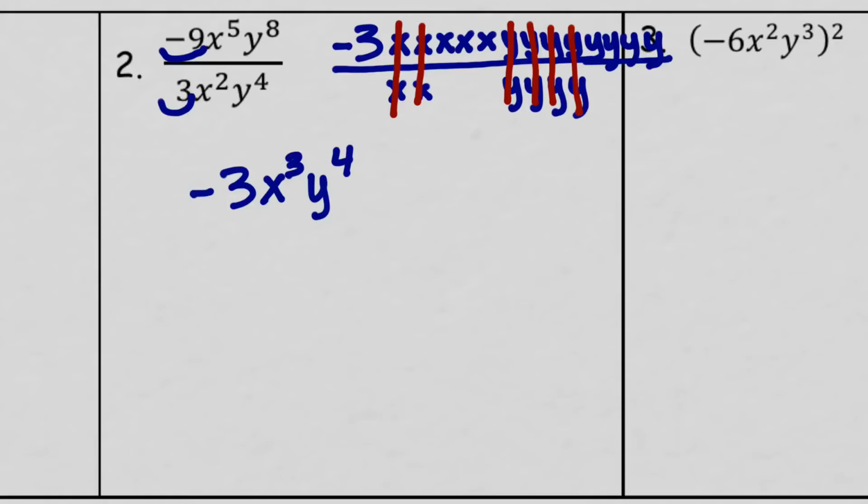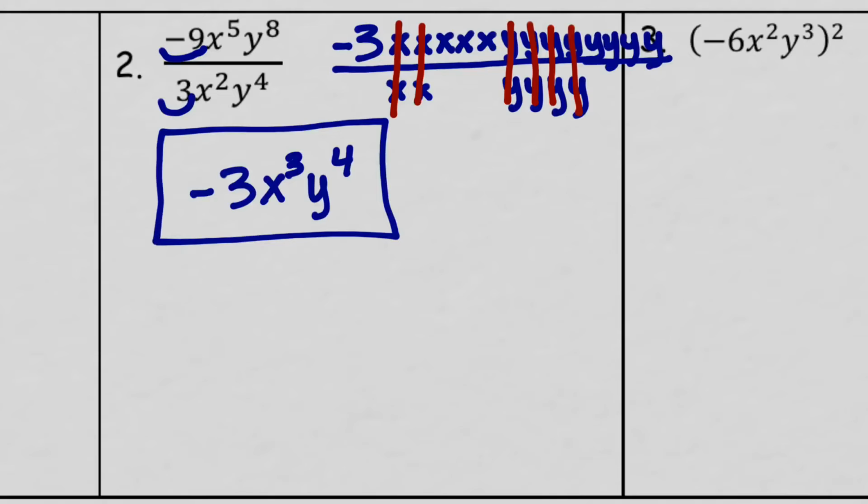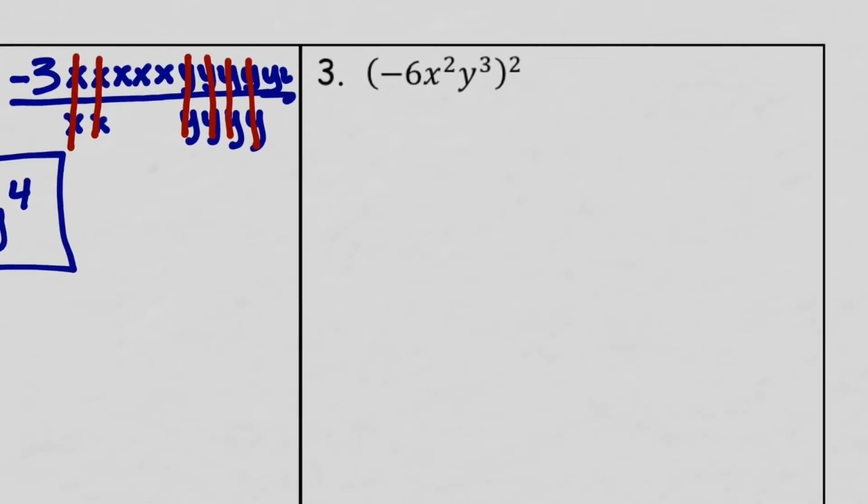And I've eliminated everything in the bottom, which is what I wanted to do because I only wanted to have x represented once and y represented once. So I'm going to call this done. It is the simplest form there. I have each represented only once, and there are no negative exponents. So moving on to the next bit.